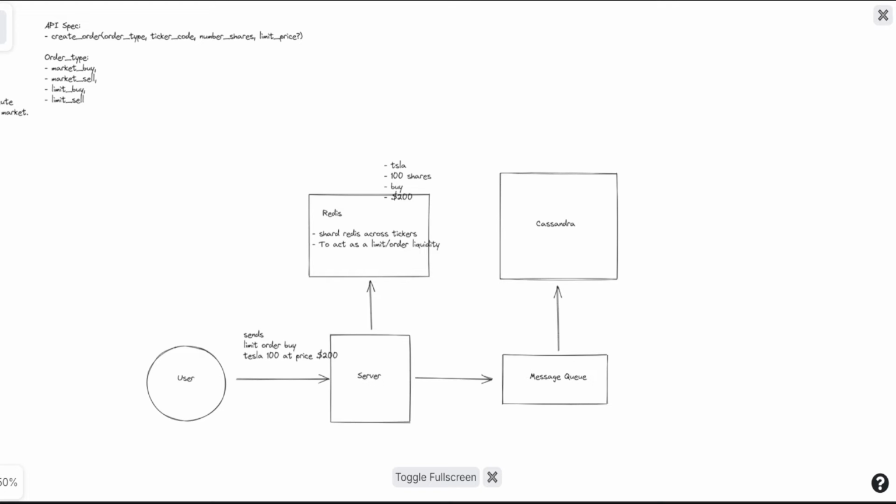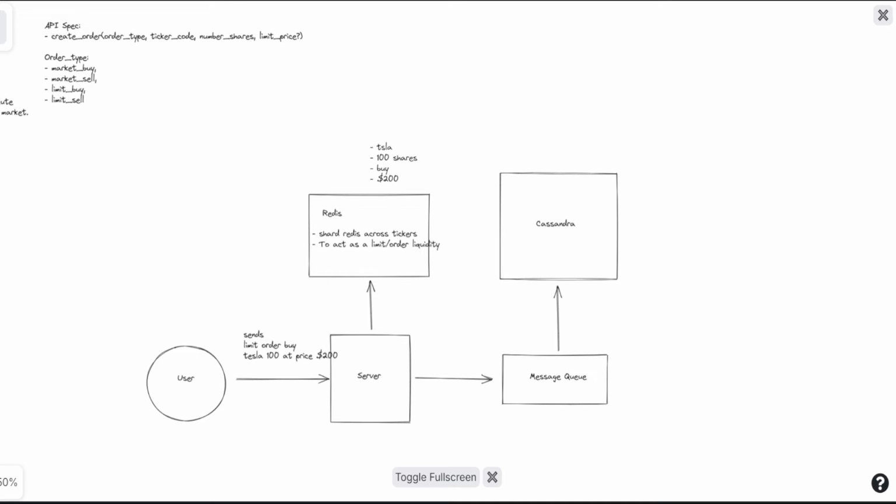That will be inside the key, maybe of Tesla. The key will be Tesla buy, and then 100 shares at $200. I think we're going to sort it based on the price. And then the volume of those shares is going to be sorted from low to high. Sorry, it's going to be sorted based on the price first.